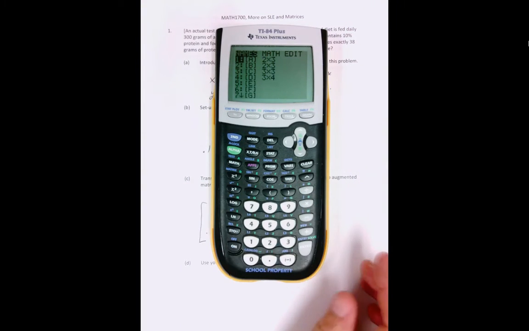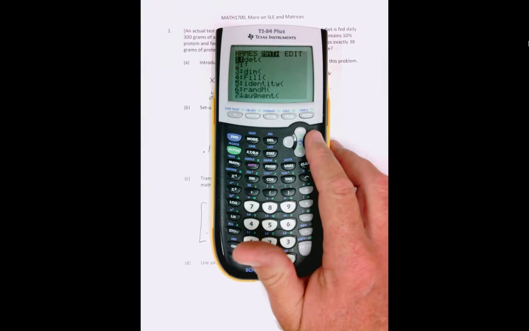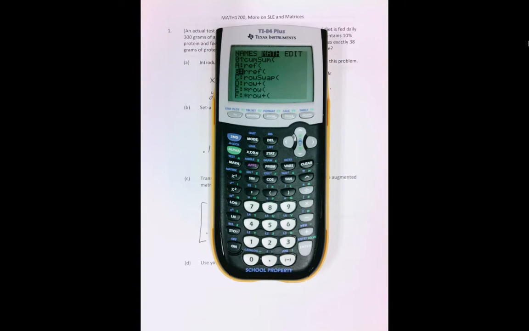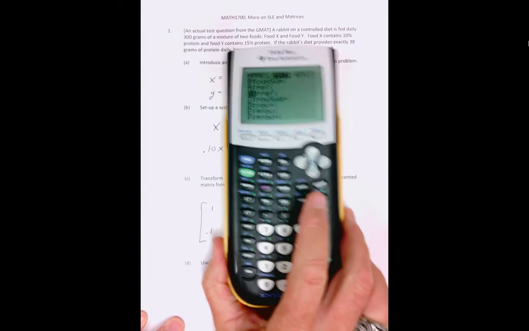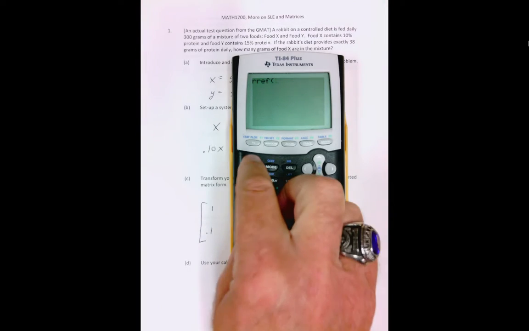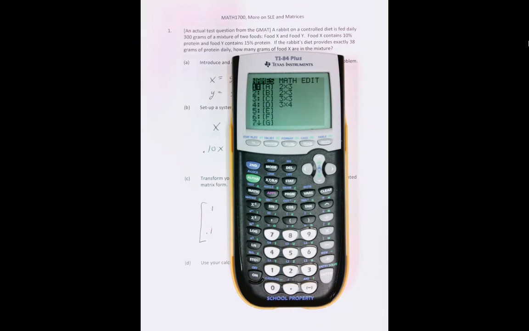Now go back into matrix, go over to math. I'm going to scroll down, but what I need is B, RREF. Okay? When I select that, it copies and pastes that back into the home screen. Now I've got to go get the matrix, so I'll go back into matrix. I select the matrix that I set up for this and close it up with the parentheses.